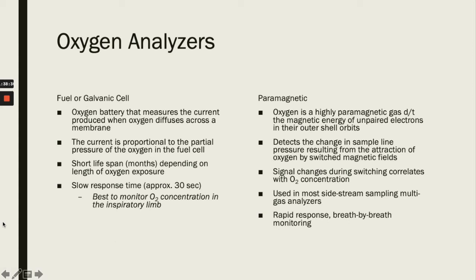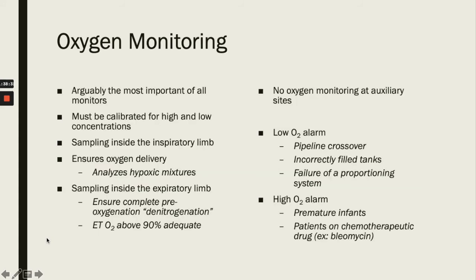So oxygen monitoring. The oxygen monitor is probably the most important monitor of all, and it must be calibrated for high and low oxygen concentrations, which we'll talk about the alarms that go off for the low and high concentrations here in a second. So they're sampling inside of the inspiratory limb and inside of the expiratory limb.